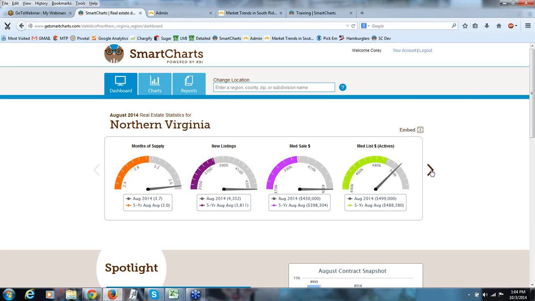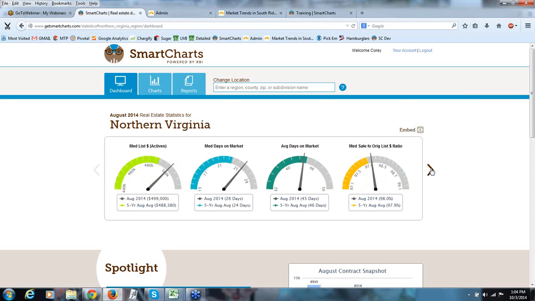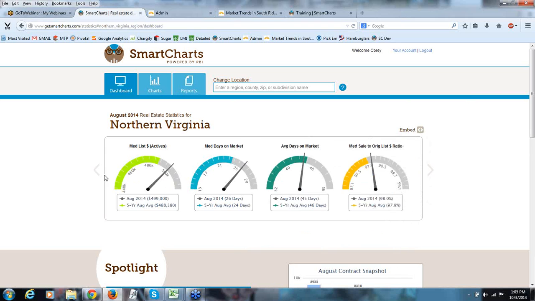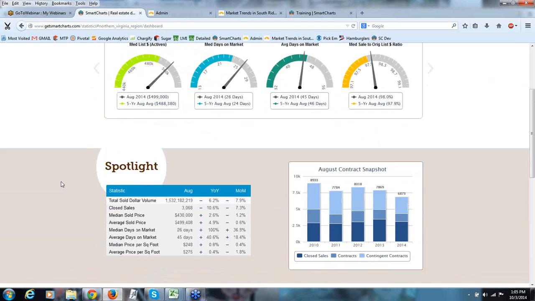This is usually my first stop as soon as the new stats are published, just to get a sense of how the market's performing. These can be embedded. I'll go through embedding at the end when we're getting into interactive charts. But if you want to embed these onto your website, you can do so here. I'll give a little more information on how to embed when we get into the charts.